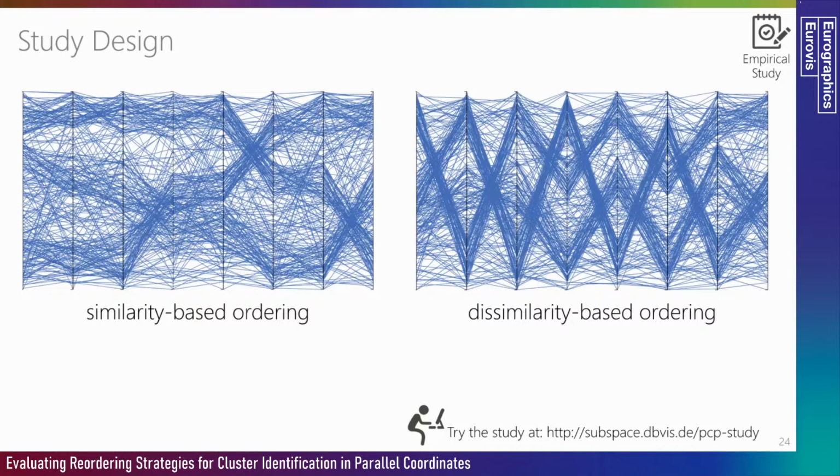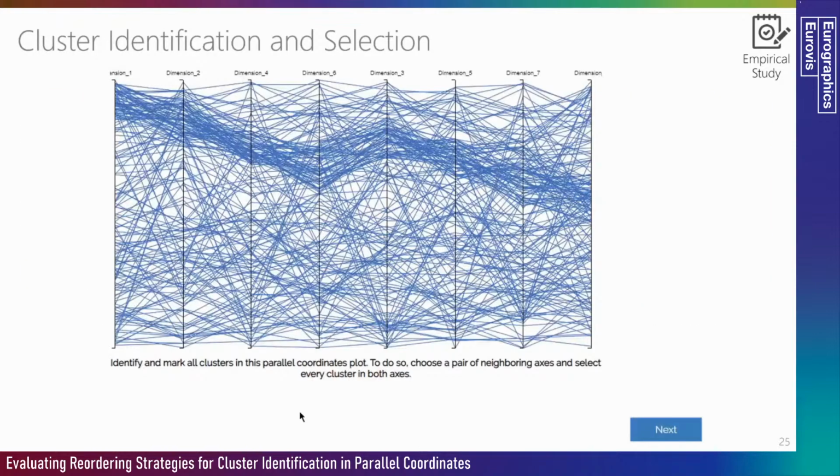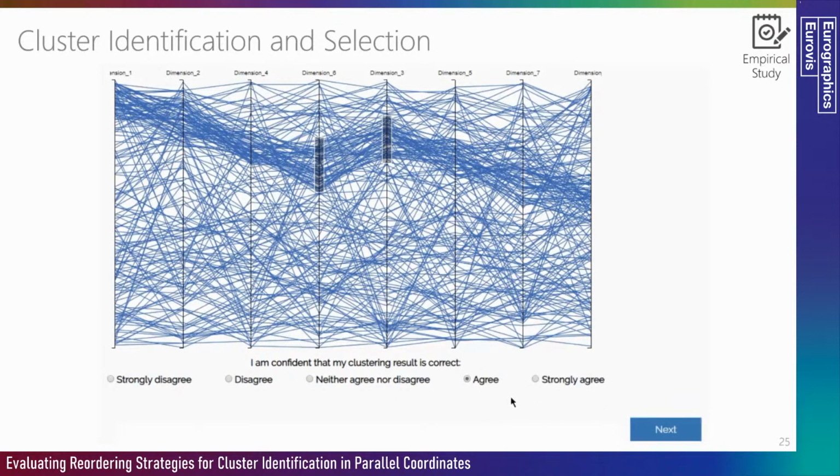The study consisted of 3 tasks. In this talk, I will present only the result of one task. We showed the participant a parallel coordinates plot ordered by one of the two strategies. The participant had to mark all clusters in two neighboring axes. After confirming the selection, they rated their confidence on a 5-point Likert scale. The accuracy of the clustering is computed using a Jaccard index with respect to the ground truth clusters. This task was repeated 16 times per participant, and we gradually increased the difficulty by increasing the clutter levels.